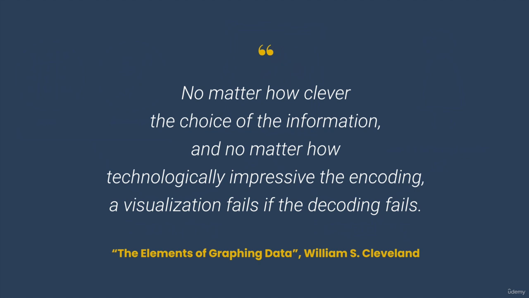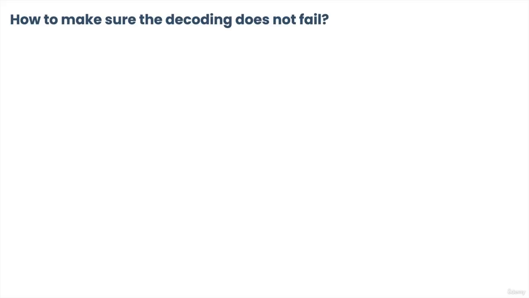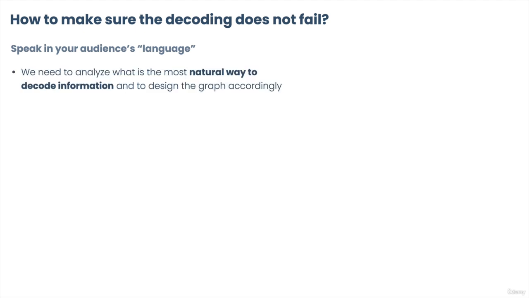So, as William S. Cleveland said in his book, The Elements of Graphing Data, no matter how clever the choice of information and no matter how technologically impressive the encoding, a visualization fails if the decoding fails. So, how can we make sure that the decoding doesn't fail? Well, the key is that we need to speak in our audience's language. So, we need to analyze what is the most natural way to decode information and then design the graph accordingly.